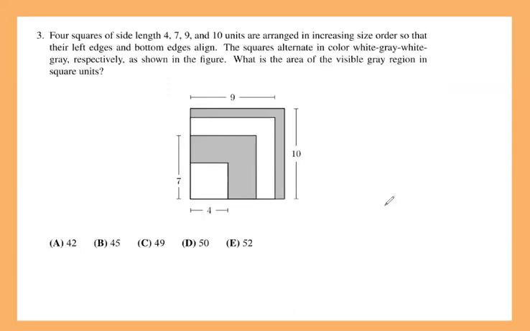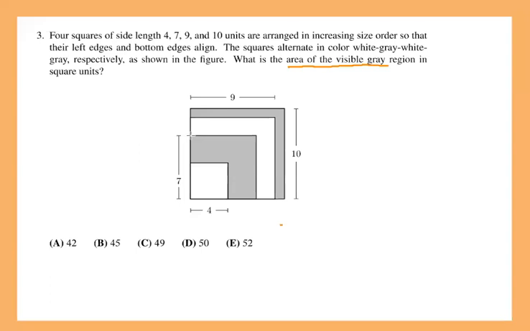The number 3. So there are 4 figures. Side lengths are given for 7, 9, and 10. And they are arranged in increasing size order so that the left edge and the bottom edge are aligned, okay? And the squares alternate in color, white and gray. And we are looking for the area of the visible gray region. So like this shaded region and this shaded region.